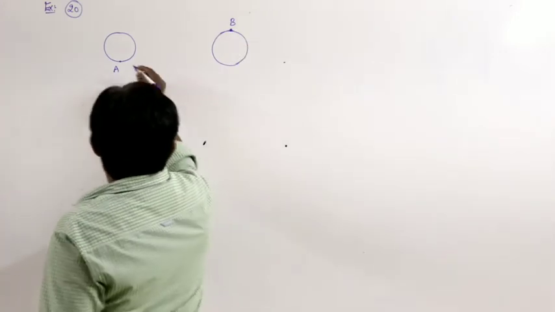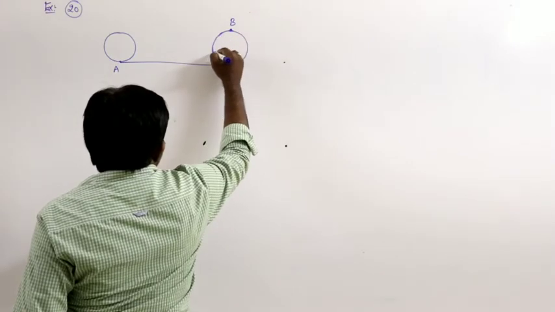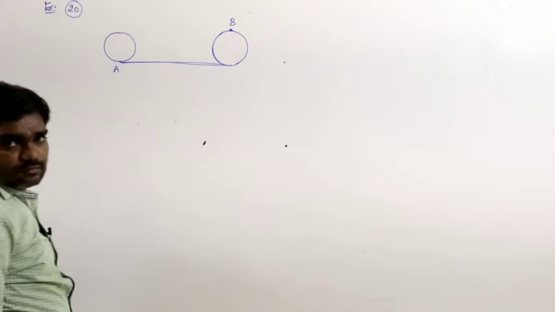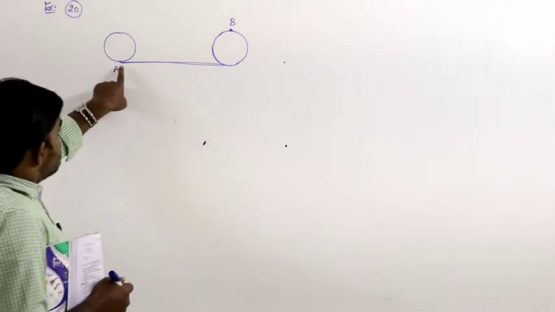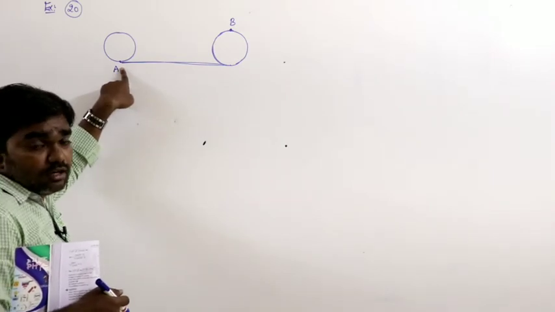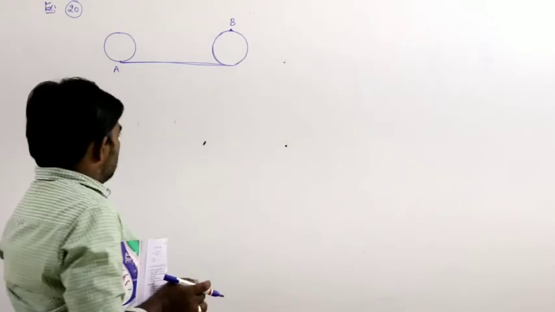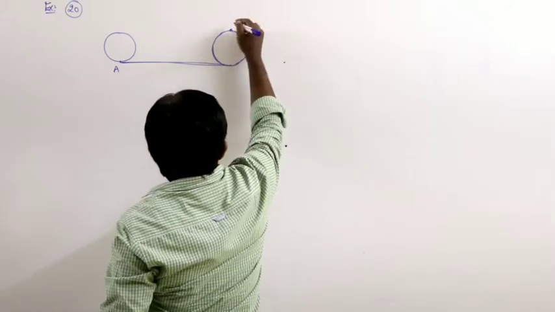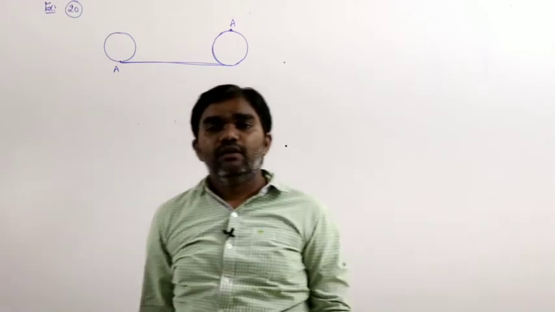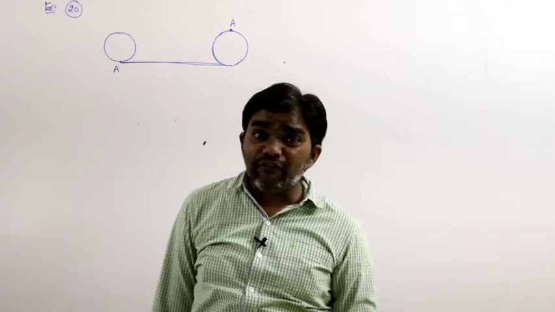So what is the distance travelled here? Whatever is the distance of this one, this is the same distance. Initially the point A is in contact with the ground. After certain time, the same point A reaches the top. That means the wheel completes half revolution.